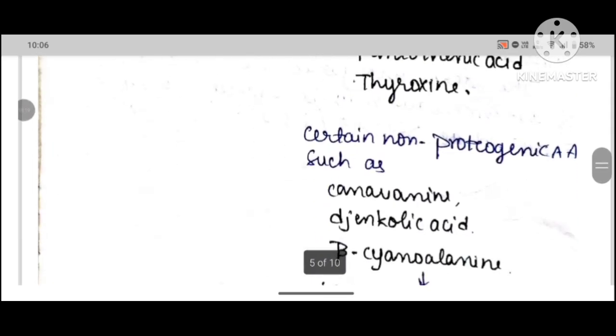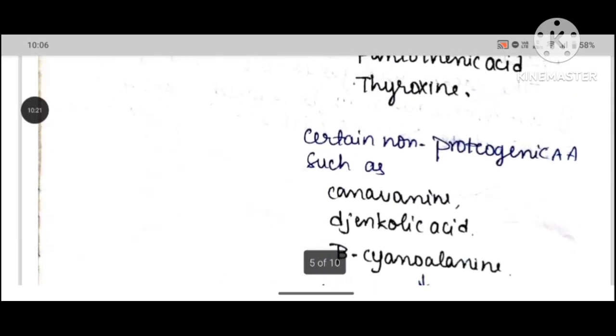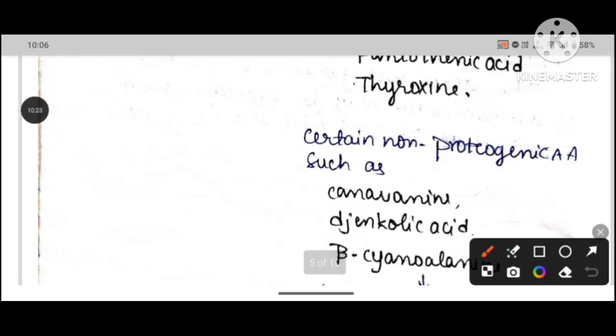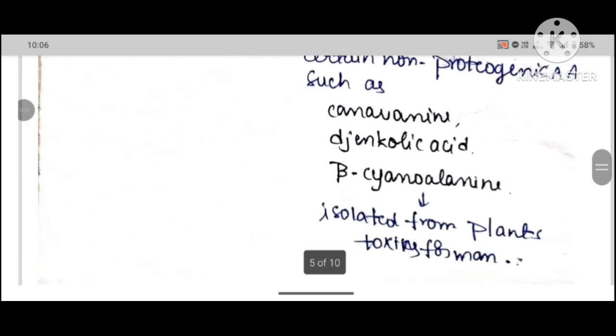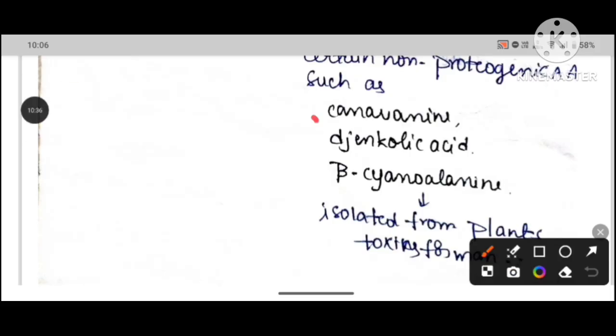Certain non-proteogenic amino acids such as canavanine, glycolic acid, and cyanoalanine are isolated from plants, and these are very toxic to man.